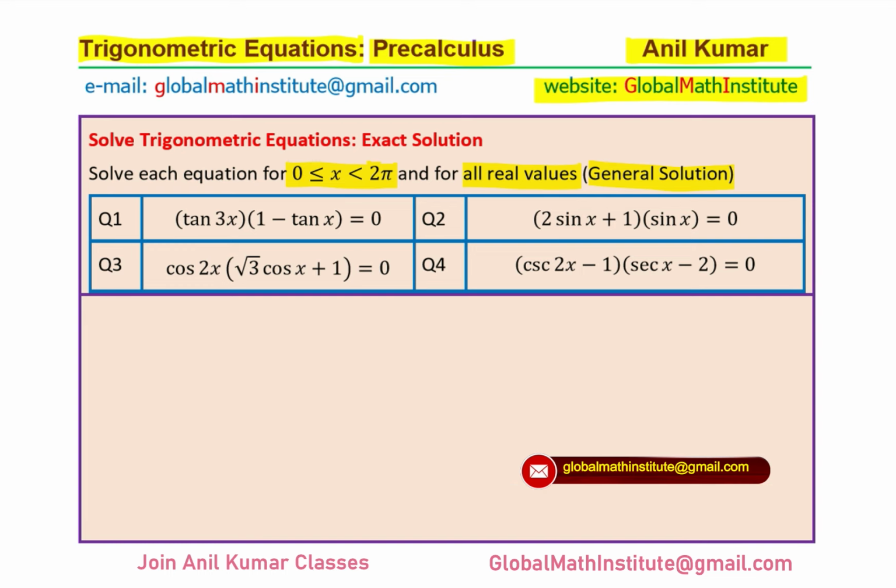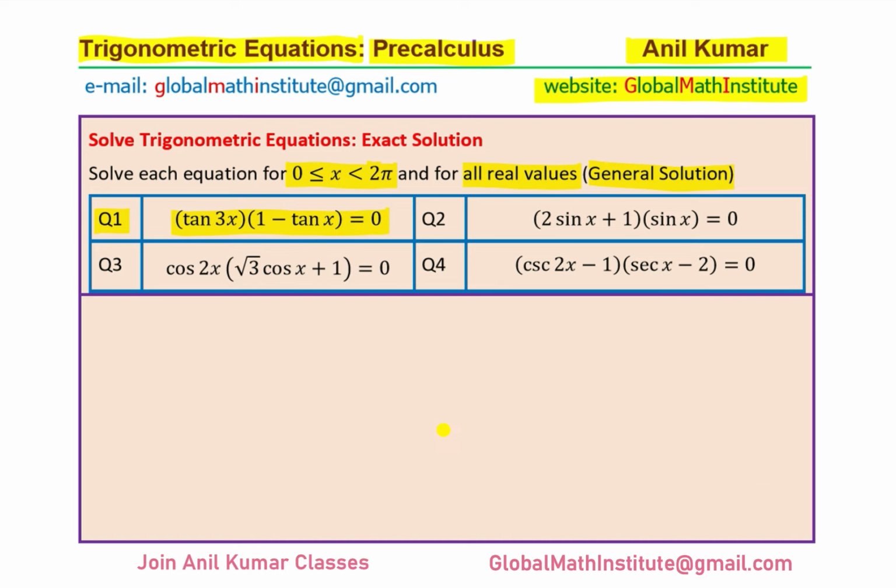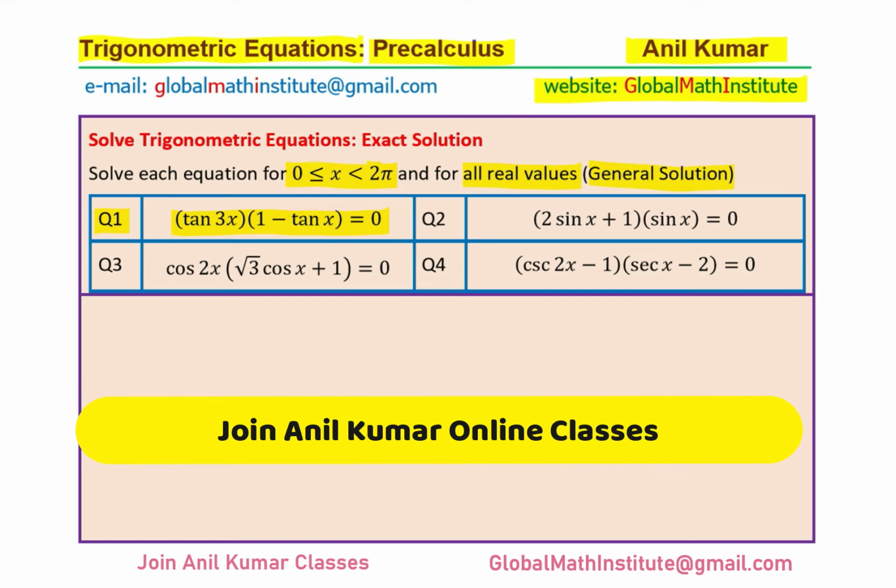You understand? Perfect. So 4 questions are there, all are related, they are in factored form, and we will see how we write the solution of such equations. We will provide you with the complete solution of question number 1 and leave the others for you to do, and provide their solution in the next video. Sounds good? Perfect. So let's look into the very first question, which is tan 3x times 1 minus tan x.